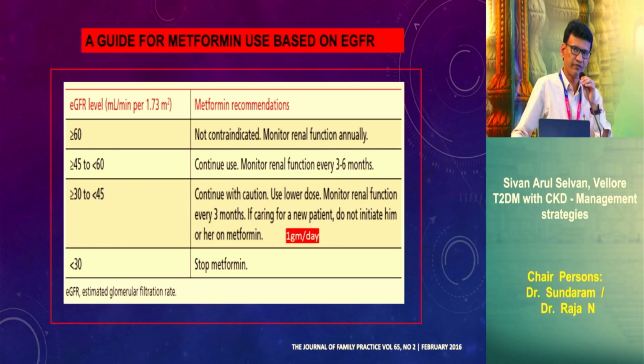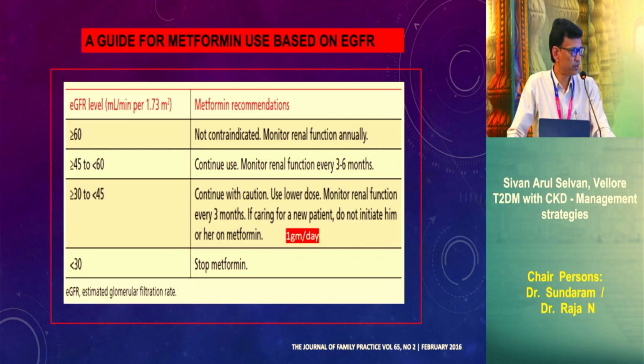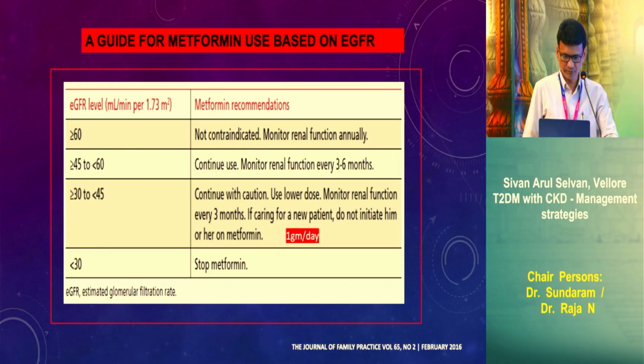So how to adjust the dose of individual drugs according to the CKD level? Metformin can be used in full doses, 2 grams per day, till GFR 45. Between 30 to 45, you can decrease the dose by up to 50%. And less than 30, it is not indicated. So in stage 4 and stage 5, it's not indicated.